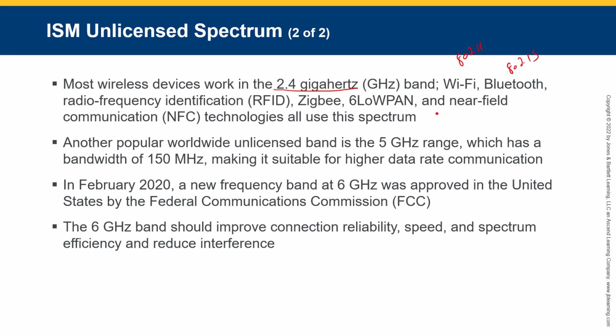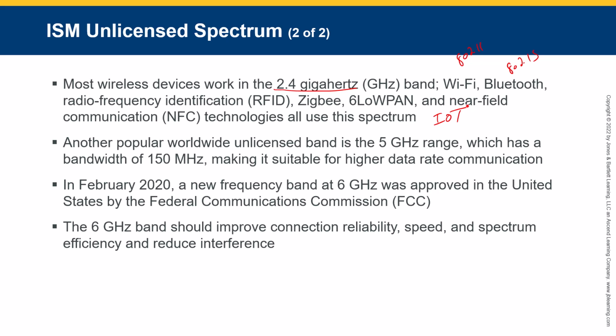Also, a lot of IoT. I don't know why I said IOI. I meant IoT, Internet of Things, also use that 2.4 gigahertz range, while there are a growing number of newer devices that are using the 5 gigahertz or 6 gigahertz range.